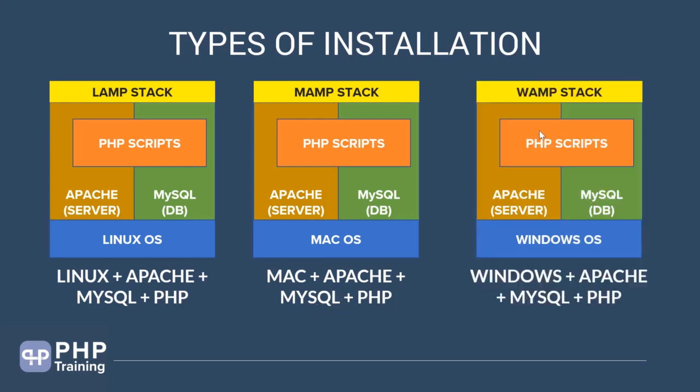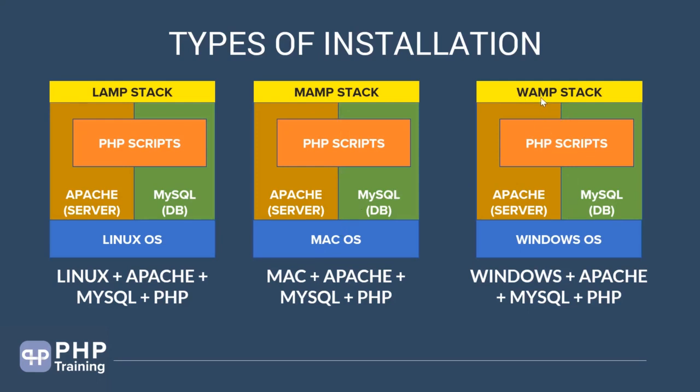Similarly for Windows, you have the WAMP stack. With WAMP, the underlying OS is Windows and the rest of the components remain the same. These are very standard stacks that people use for PHP website development. If you choose to have your web application running on Linux, then you need a LAMP stack installed on your machine. Similarly for Mac, if you have a Mac OS book, then you should be looking at the MAMP stack. And if you are using Windows, then you have to have a WAMP stack.